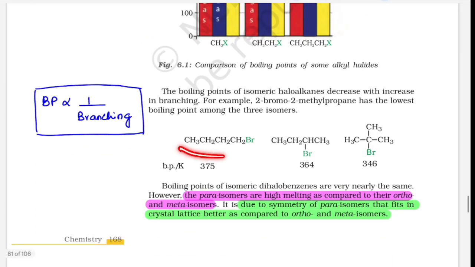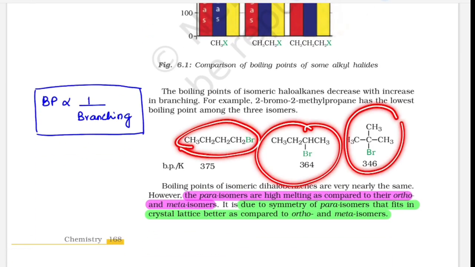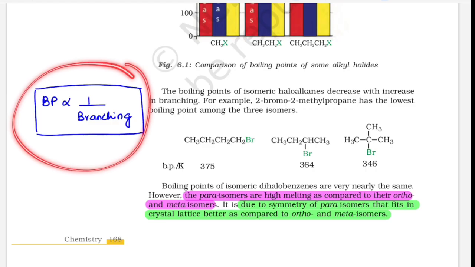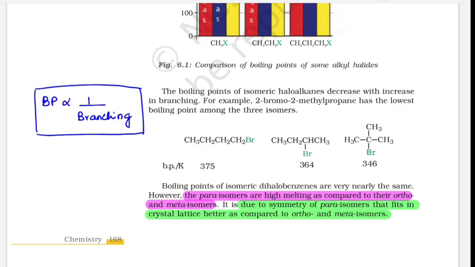And then if branched compounds are given, see here if 3 compounds are given, you have to compare which has a higher boiling point and which has a lower boiling point. Use this trick. That is, boiling point is inversely proportional to branching. The meaning is, the greater the branching, the lower the boiling point. See here there is no branch. Here in the second compound, 1 branch is present. In the third compound you can see 2 branches are present.